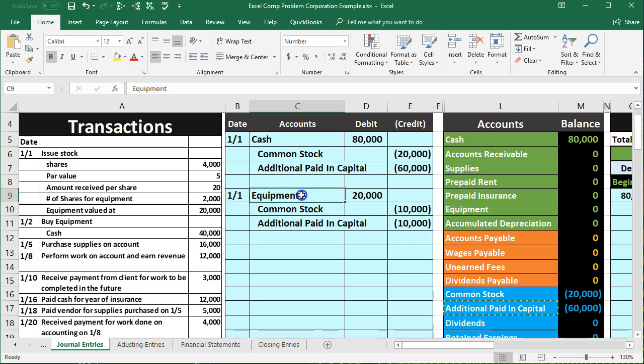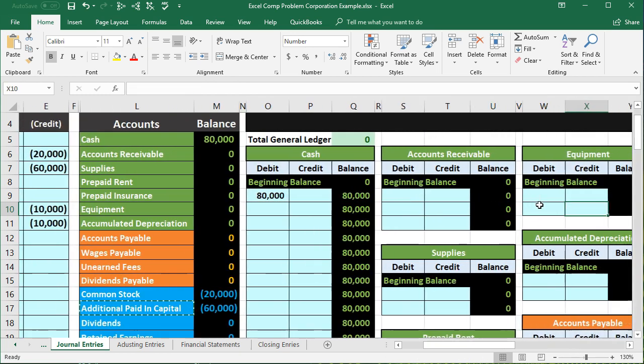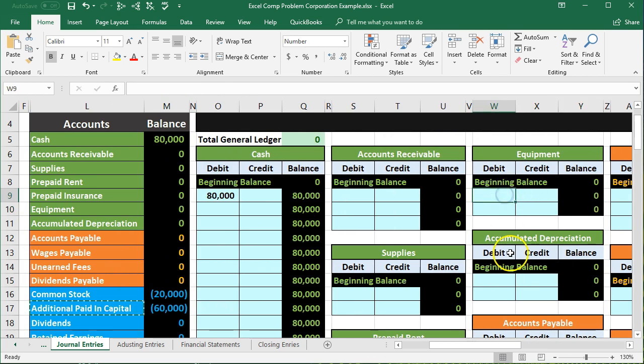We're going to go to the equipment here. Here's equipment on the trial balance. So it's like 1, 2, 3, 4, 5, 6 accounts down. So we're just going to scroll to the right, find that over here. Here's equipment. So it's down the debit side.